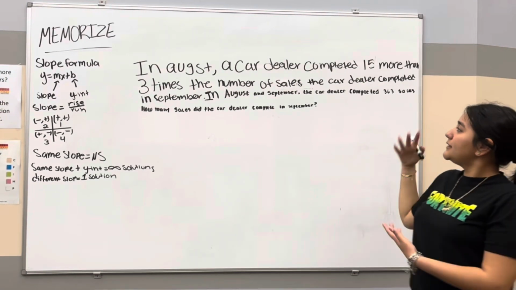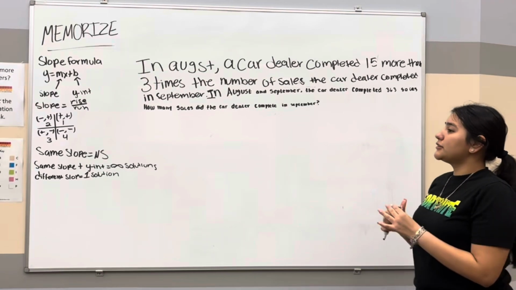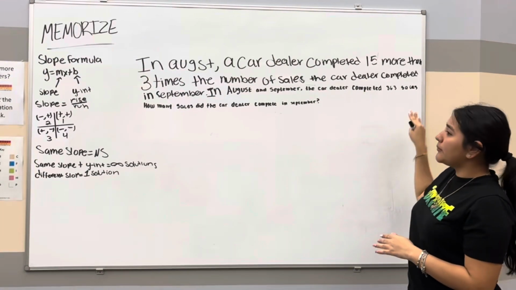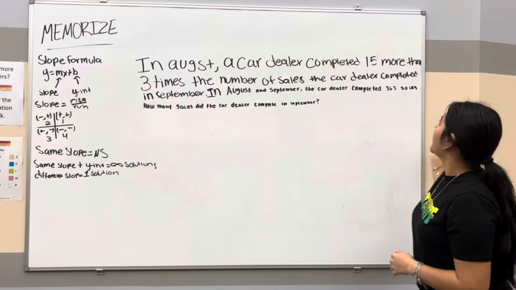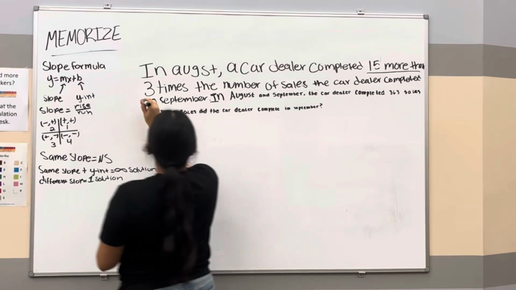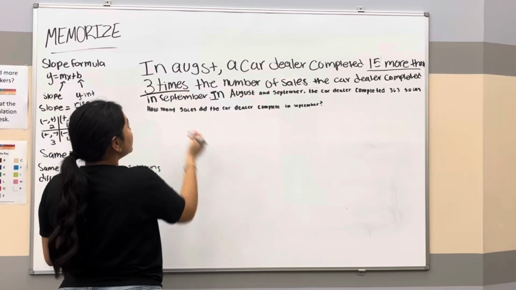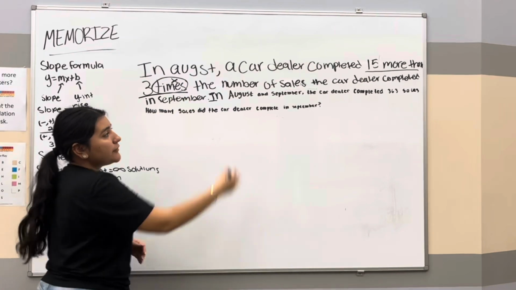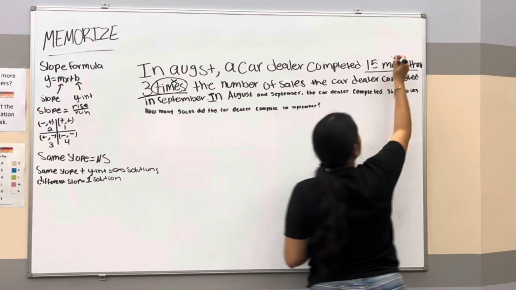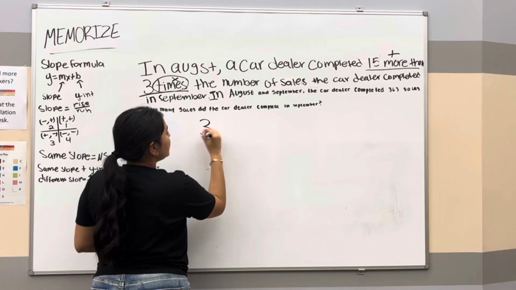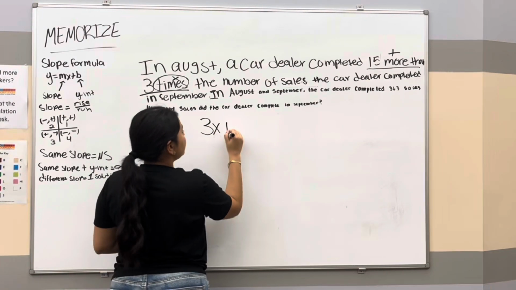When I see a question like this, I like to start by focusing on the numbers and the vocabulary they use. So, 15 more than 3 times. 3 times equals x, and 15 more is plus. So I'm going to write that down: 3 times x, 15 more.